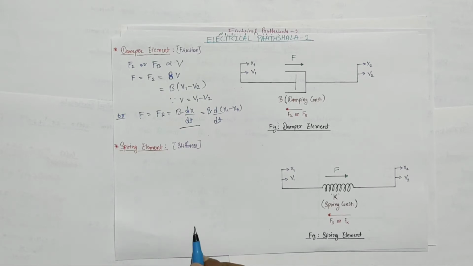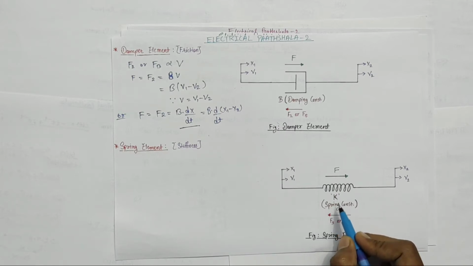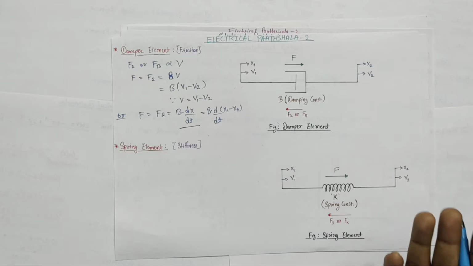Now the stiffness of the body is shown by using the spring element, as you can see here in this diagram. So when an external force is applied on a body, then due to the stiffness of that body, a resisting force is developed which acts in the opposite direction of the externally applied force. Here this K is the spring constant, and this is different for different materials or objects.